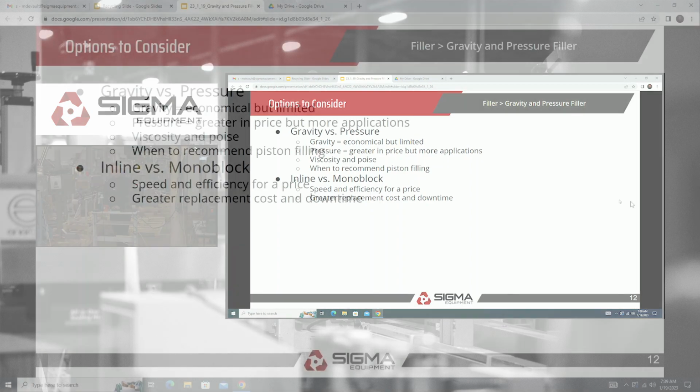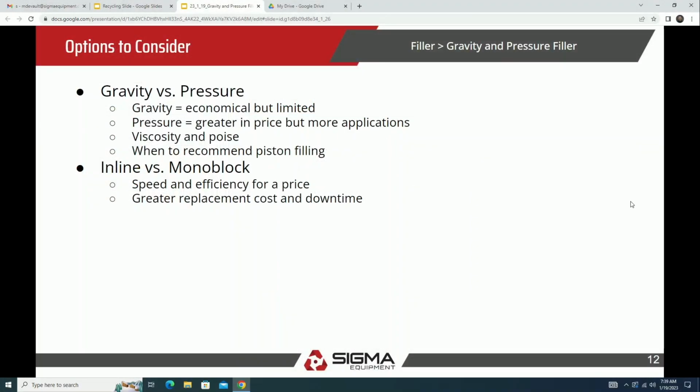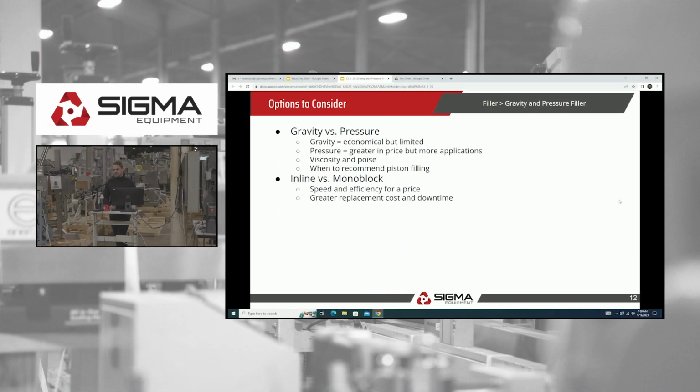Inline versus monoblock, like I said before, you're trading speed and efficiency for price. Your monoblock system is going to be on the more expensive side, but you do have the benefit of efficiency as well as reduced footprint. And you're also going to see a greater replacement cost and downtime. So if you've got 3 different machines doing your rinsing, filling, and capping, one of them goes down, great, you only have to replace one machine. If a piece of that monoblock fails beyond repair, well, now you've also lost the other 2 or 1 piece, depending upon what you're doing. So you're talking about speed and efficiency, but there's also greater risk if preventative maintenance isn't being kept up.